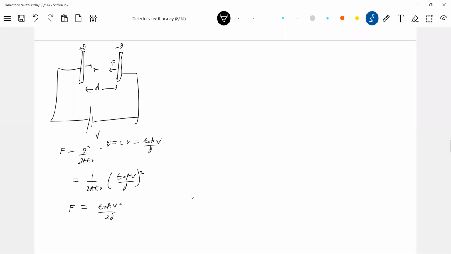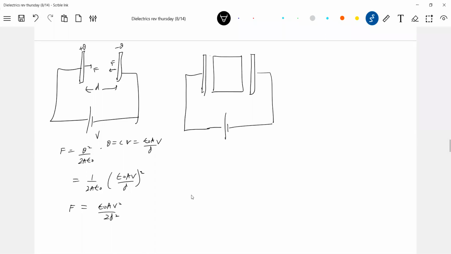Okay, now let me bring a slab between that. D square is there. Same capacitor, same dimensions. What will happen to the thing?